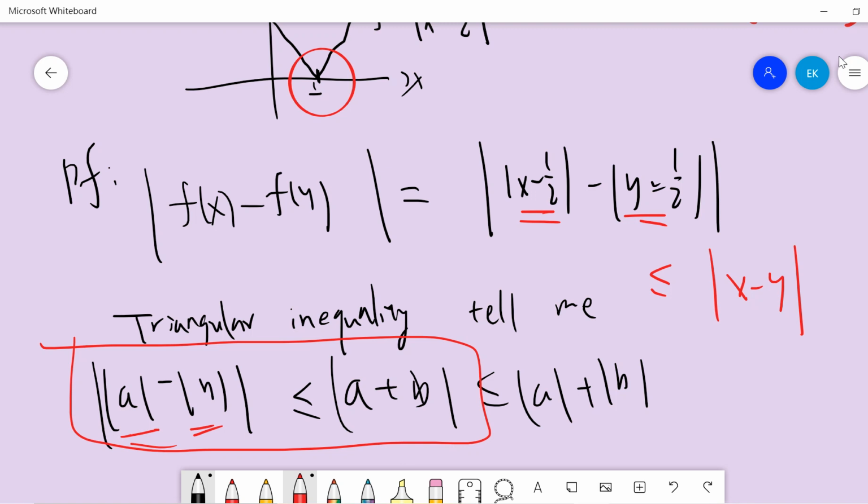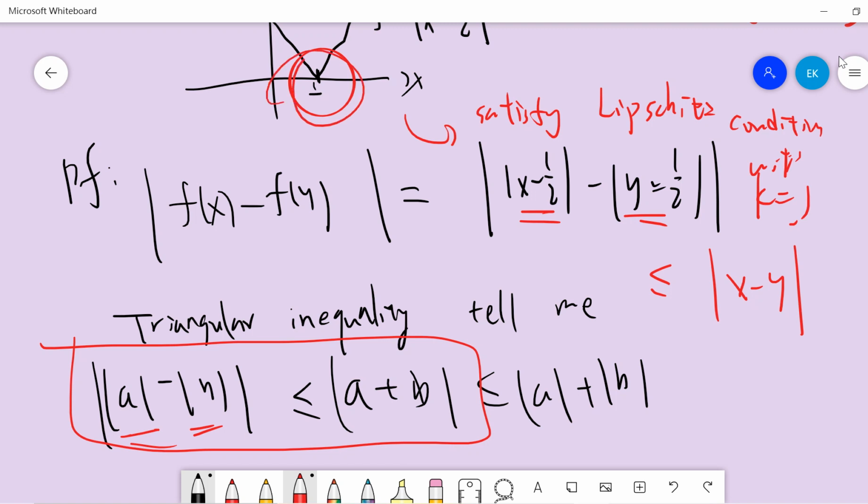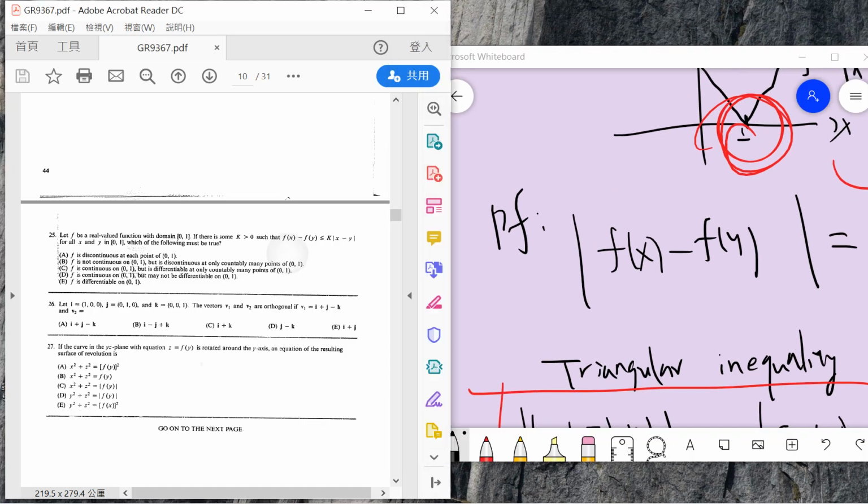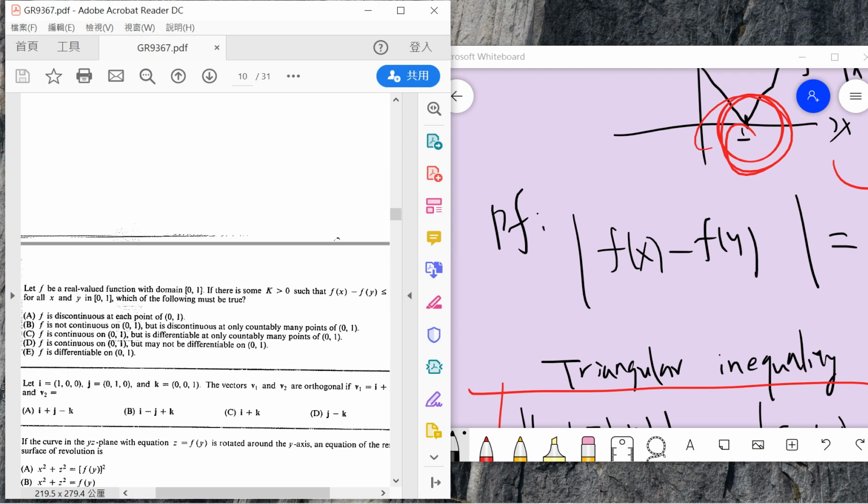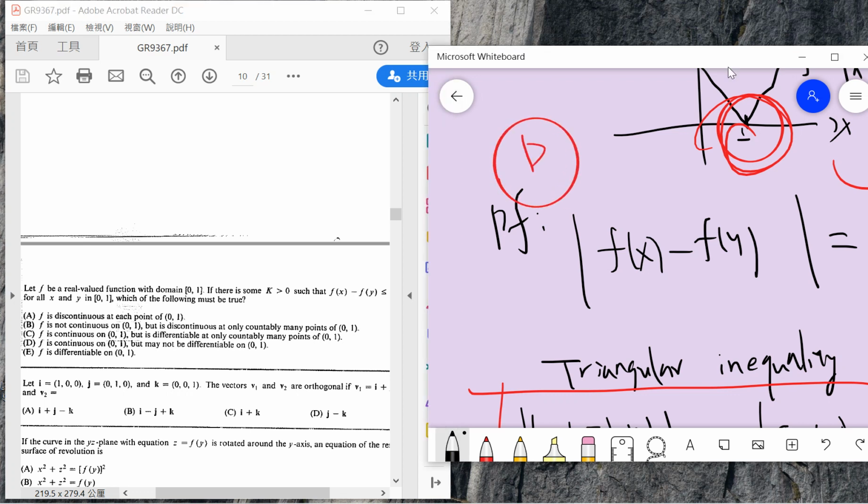So this satisfies the Lipschitz condition with K equal to 1, but this is not differentiable at x equals 0.5. So the answer is D. F is continuous but may not be differentiable on [0, 1]. So the answer is D. The answer is D. A little bit difficult, but still tolerable.